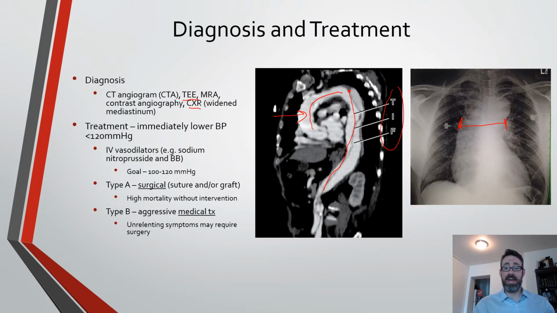And if it's type A, it's surgical. All right, so that means we're either going to suture or use a graft, okay, to help close that off. This will be done with type A because type A has a very high mortality without any intervention at all. And like I said before, it can cause severe complications in the heart because it's so close to the heart. You can get acute regurgitation of the aorta, tamponade, which can compress the heart, and it can cause an MI.